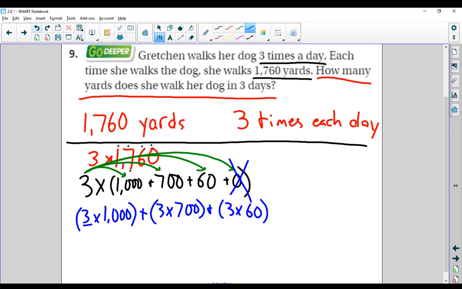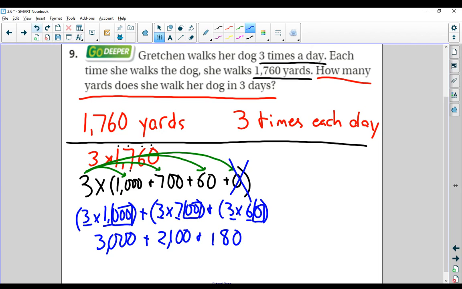So 3 times 1,000, there's my multiplication fact. Box those 3 zeros, I get 3,000. Plus 3 times 7, there's my multiplication fact. Box the 2 zeros, you get 2,100. 3 times 6, there's my multiplication fact. Boxing that 1 zero gives you 180. So when we add up all 3, we have 3,000 plus 2,100 that equals 5,100, plus 180 equals 5,280. So that tells us how many yards are in 1 day.